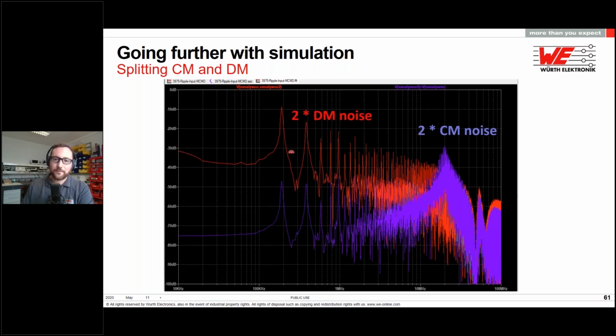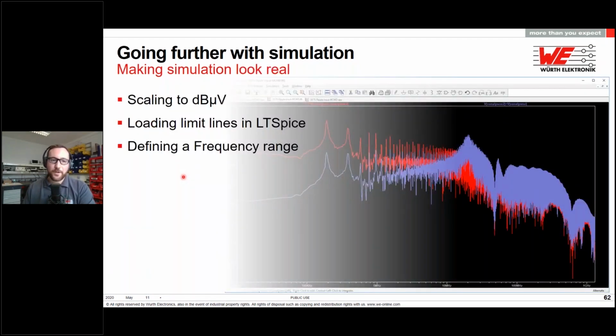And now let's make it look like it's real. The first thing is to adopt the units of the EMC, because by default, LTSPICE is not in the same unit as the EMC measurements. Then we have to load the limit lines, to compare and see if we comply with the EMC limits. And then define a frequency range, which is the same as the EMC regulation, 9 kilohertz to 30 megahertz, or 150 kilohertz to 30 megahertz, for example. Or if you're in automotive, you can have several different frequency ranges.